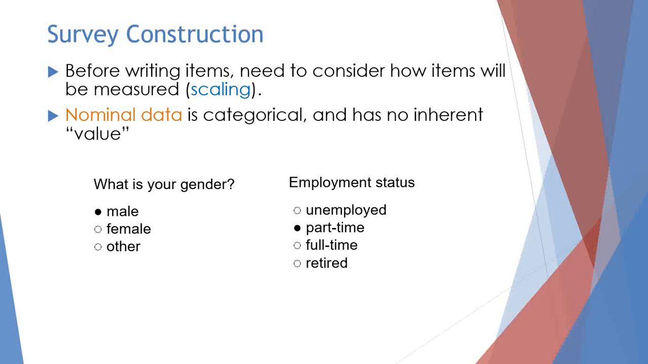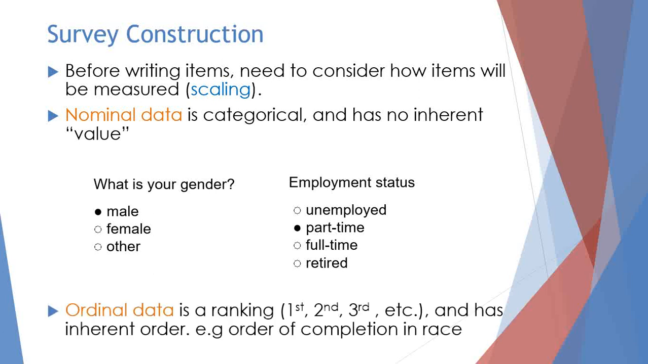Things like employment status, so unemployed, part-time, full-time, retired. There's no inherent order here. So if we wanted to sort this as an ordinal piece of data, then we might put retired under unemployed and part-time a bit lower and full-time at the very top. So that way you would get an order of the amount of hours that they're working.